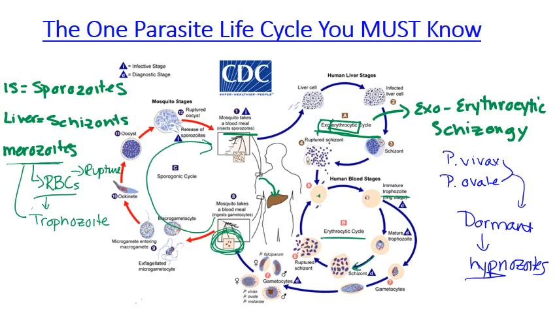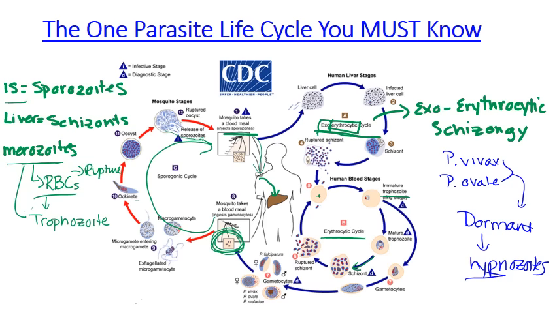So that's where they're going to become a macrogametocyte, and then an ookinete, and then an oocyst, and then it's going to rupture the oocyst, which releases sporozoites, which can then be injected into the human, and the whole thing starts again. I have these stages listed out in your course notes, but let's talk about some take-home points, okay?